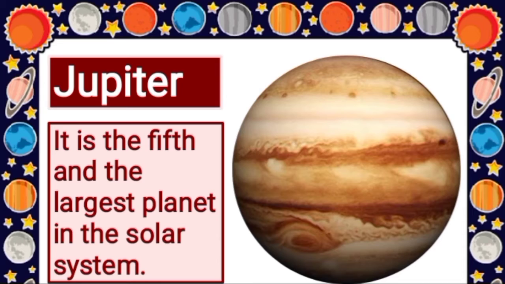spins very fast, pulling the clouds surrounding it to form a strip pattern. And this is why we see a strip pattern on Jupiter when we look carefully. And it is the largest planet in the solar system, and it is so big that you could fit all the other planets in the solar system inside it, and it has a great red spot which is a rotating storm system inside the planet.